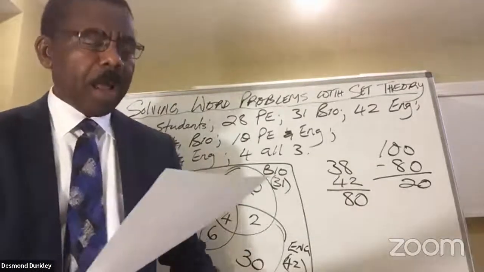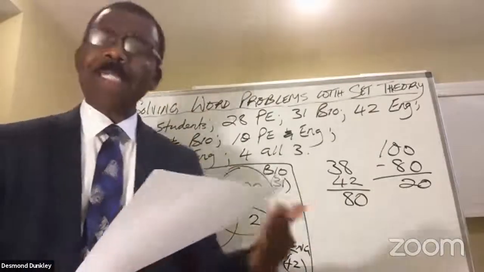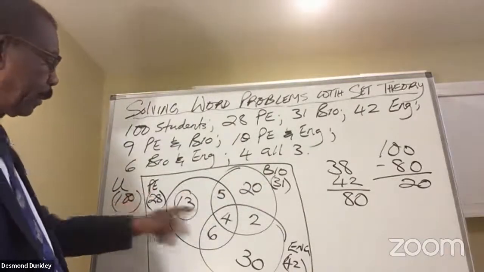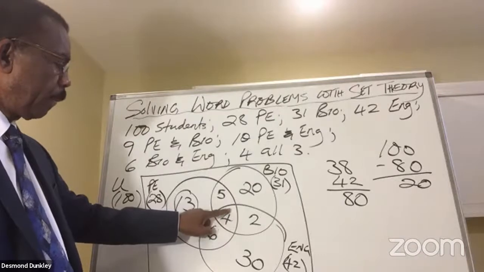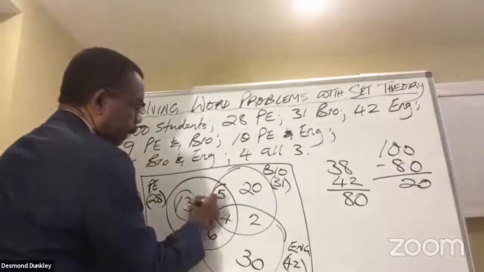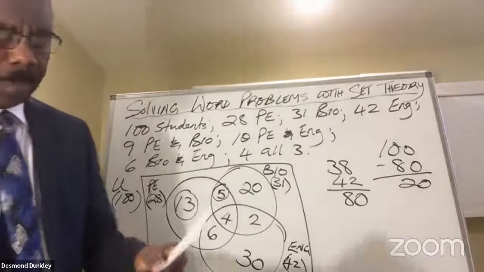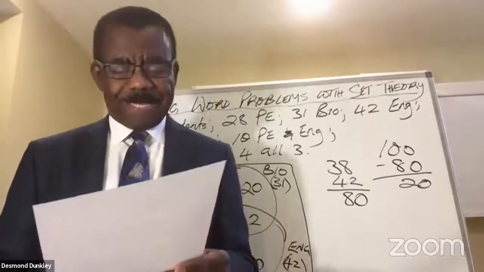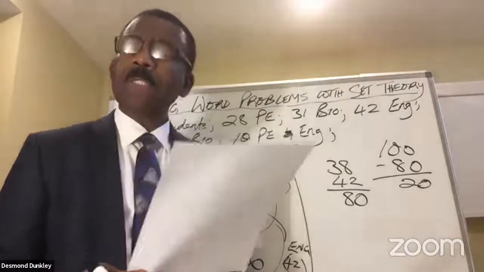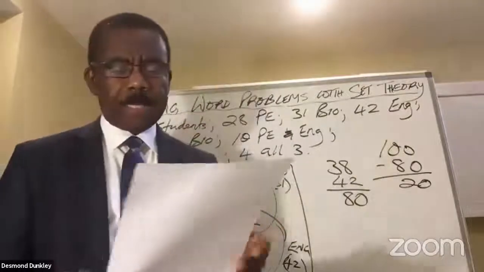And finally, how many students took Bio and PE, but not English? Bio and PE, but not English. So 4 from 9, 5 is the answer to that question, because these people just took 2 subjects only, Bio and PE. And that's how we would solve that question. So again, these questions look tricky, but once you start to break it down systematically, just take it step by step, it comes together nicely.